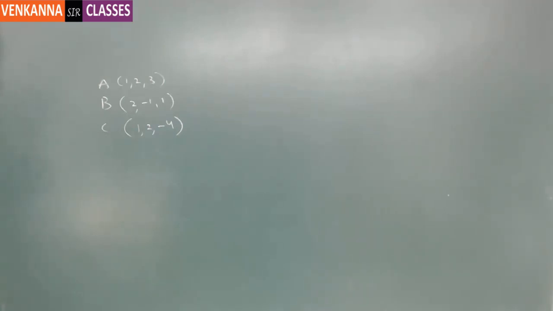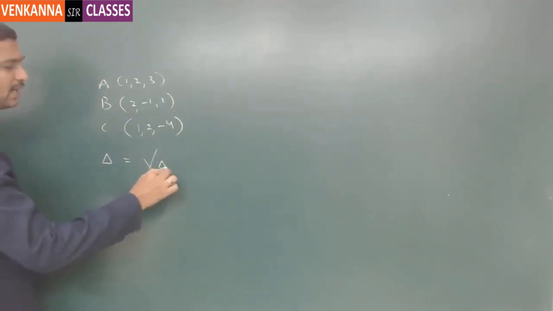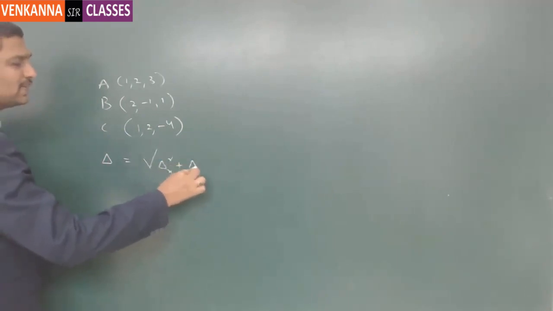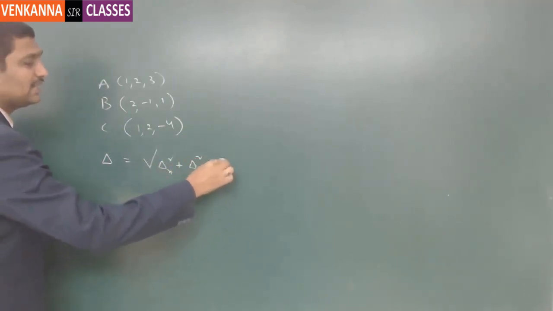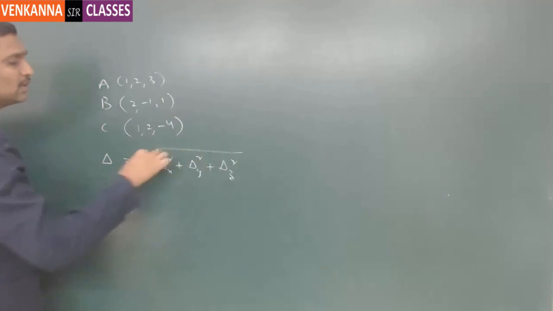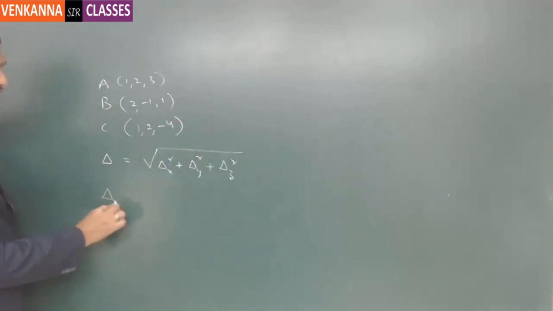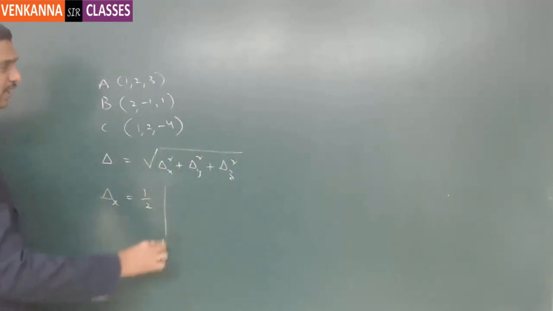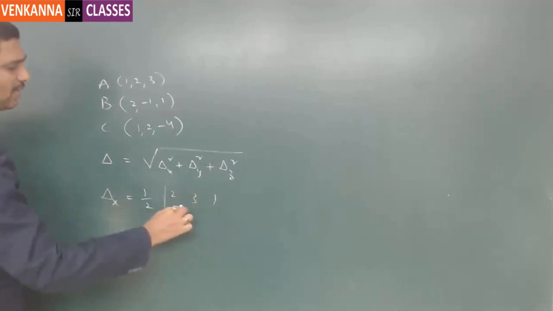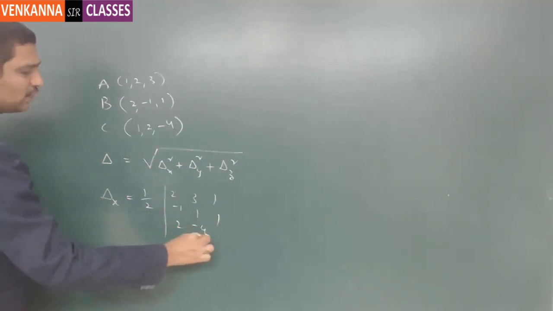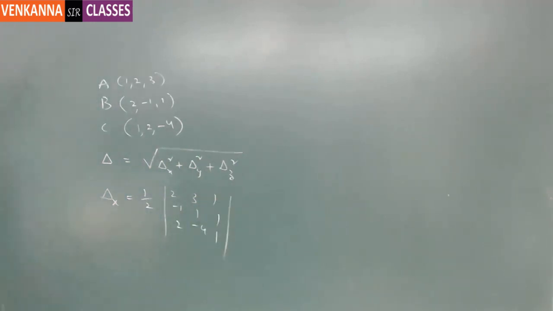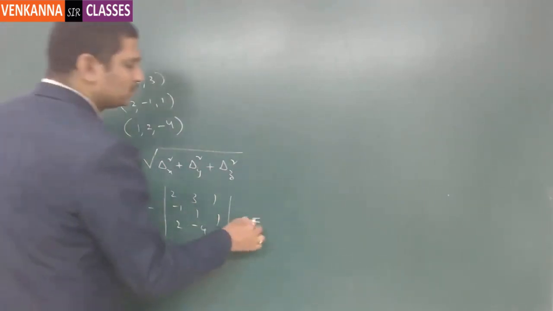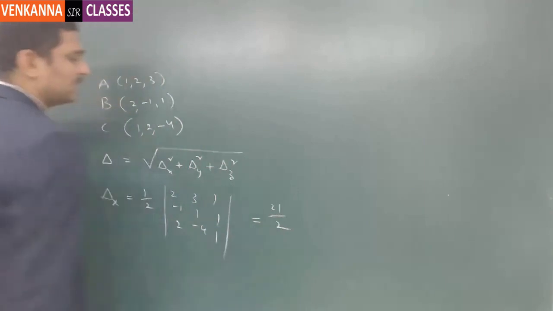So obviously delta is nothing but area of the triangle given by delta x square plus delta y square plus delta z square. So I will write the respective values. Delta x is half into determinant of 2 3 1, minus 1 1 2, minus 4 1. So if you calculate the value, it is nothing but 21 by 2. I am not taking the decimals, I am taking the fraction.